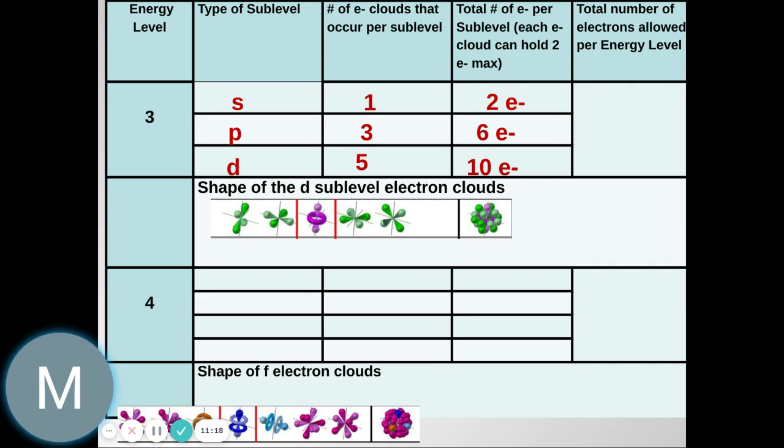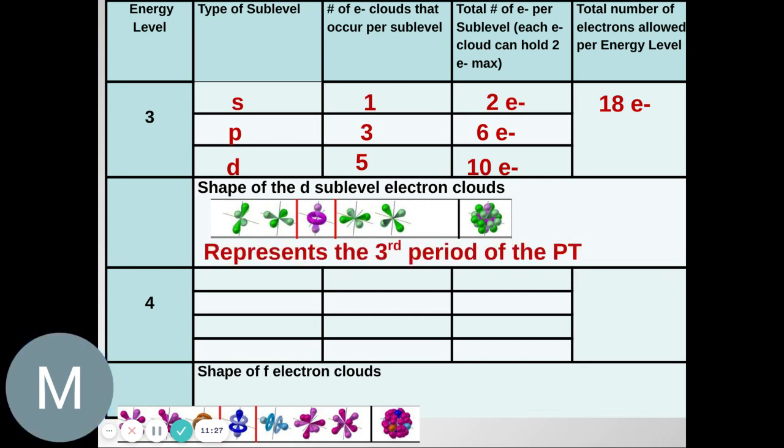So what's the total number of electrons that are allowed in this energy level? 18. Okay, so how does this relate? This would represent your, that shouldn't have said third. That should have said 4th period. Good job, Zielinski.